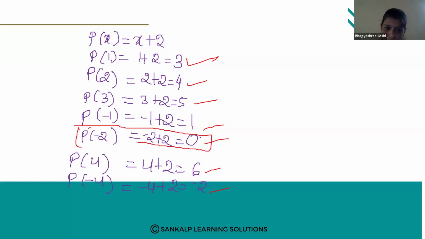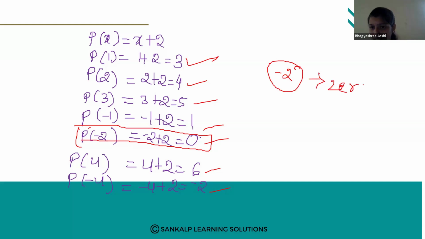For this value, what has our polynomial become? It has become 0. Okay, I hope you understand. So P of minus 2, that is if I substitute x is equal to minus 2, then I will get the polynomial value 0. So this minus 2 is called the zero of this polynomial. What is this minus 2 called? Zero of this polynomial. Zero of the polynomial.